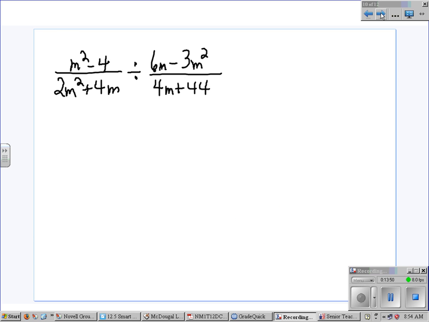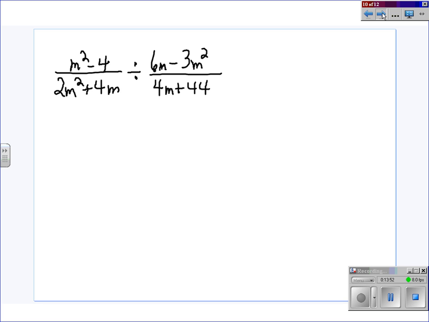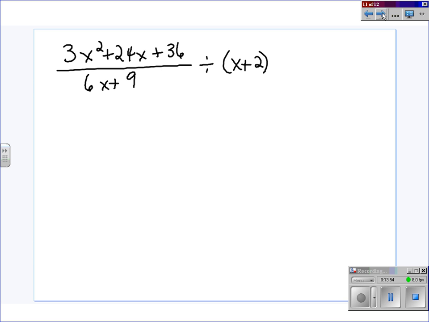Do we need another division one? No. I didn't think so. You guys are doing good. How about this one? No. Let me ask, though, about this one. How would you rewrite it as a multiplication problem? Andrea? Times 1 over x plus 2.